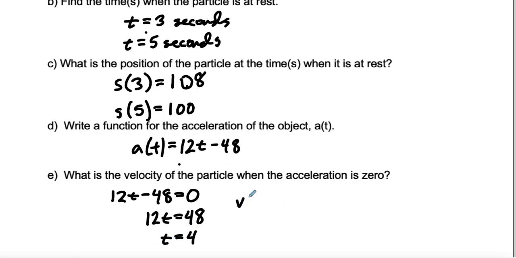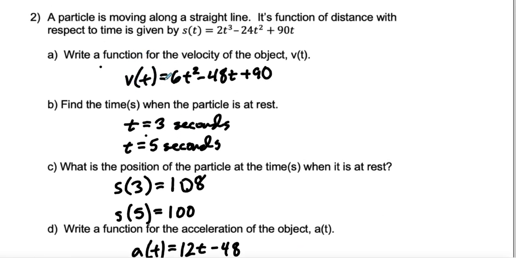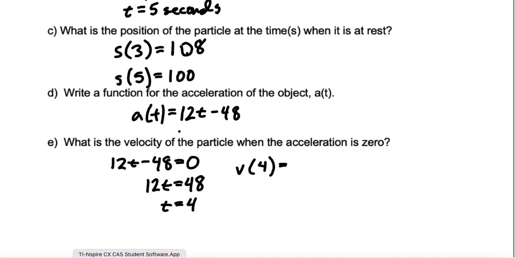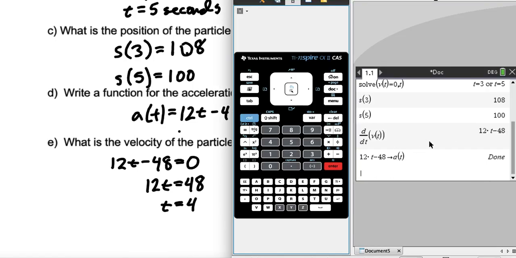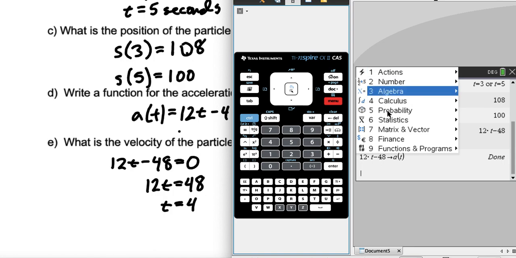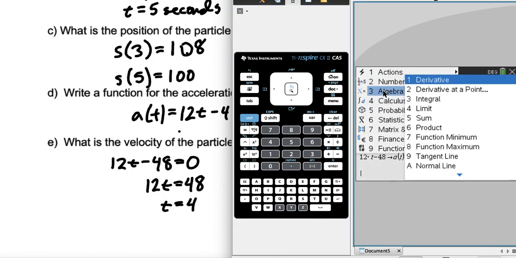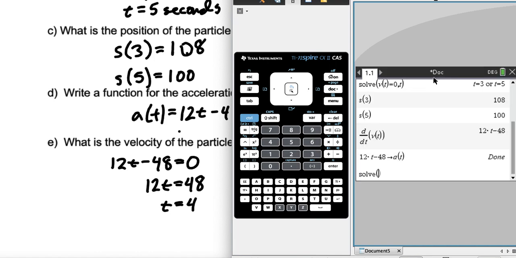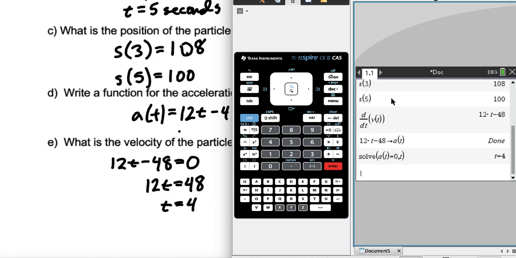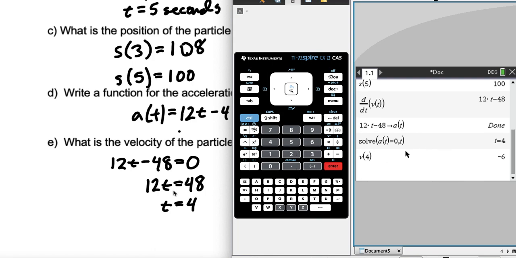So then I got to go back to my velocity function, and I got to input 4 for t, right? So in order to do that, I'll do that with the calculator since it's going to be pretty easy. So I already have my acceleration. If you were to just try to find that t equals 4 with the calculator, you would go Algebra, Solve, and we would say, well, when is a of t equal to 0? And then remember, comma t, and you get t equals 4. But now I want to figure out what is the velocity at time equals 4 seconds. So I get -6, right?